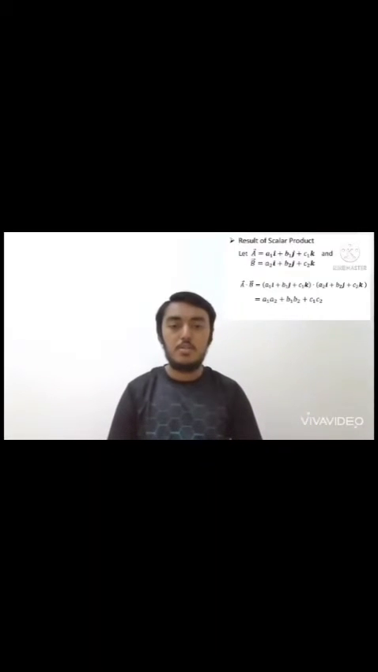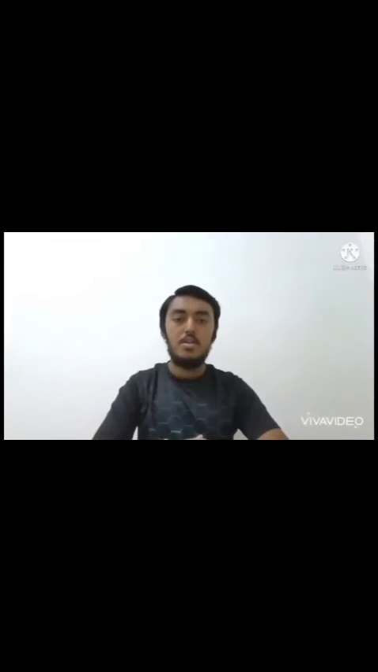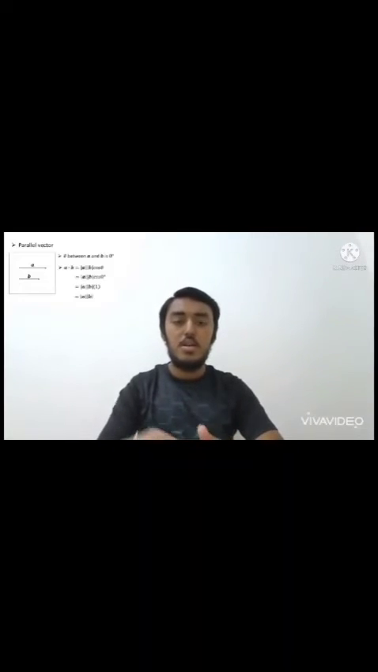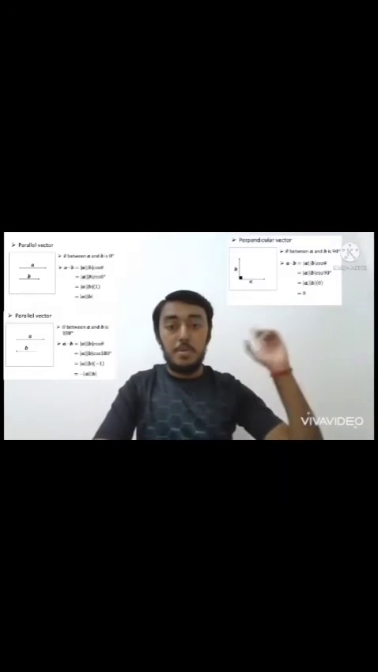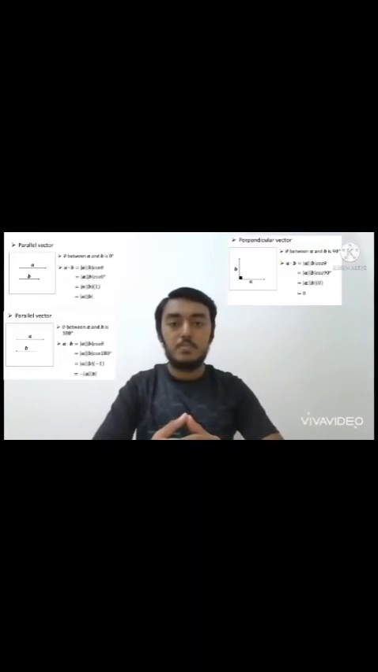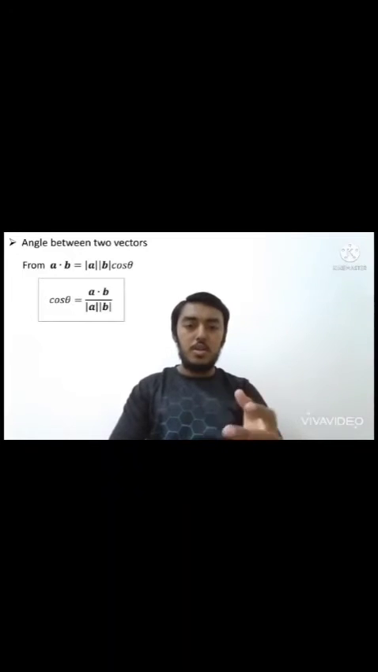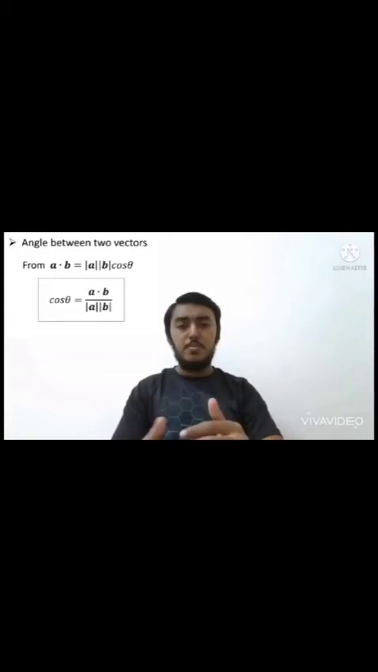And then these are the results of the scalar product. And then there are two cases of vectors in scalar product. The first one is parallel vectors, and the second one is perpendicular vectors. Finally, the angle between two vectors. From the definition of scalar product, a dot b equals |a||b| cos theta, and cos theta equals a dot b over |a||b|.